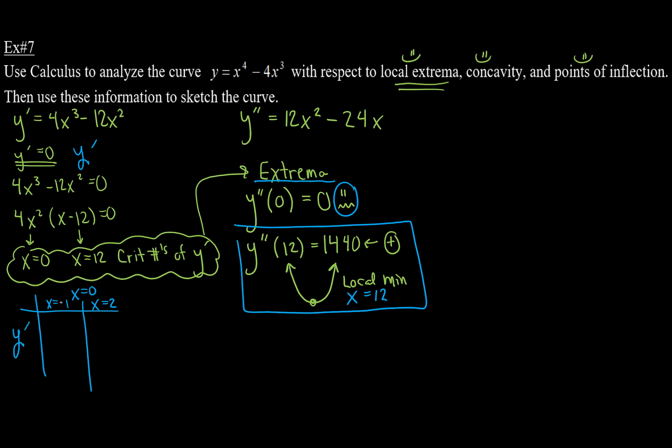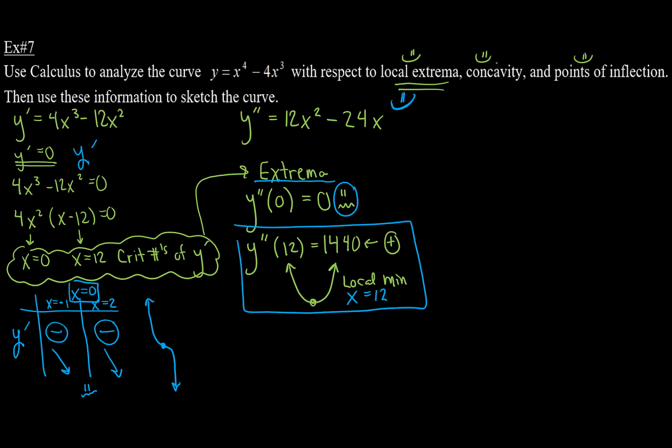And I'm going to plug that into the first derivative. So if I plug -1 into the first derivative, I'm going to end up with -4 minus 12, and that's going to give me a negative number. So that means it's decreasing. When I plug in 2 into my y prime, 4 times 2 cubed minus 12 times 2 squared, that's going to give me a negative 16. So I can see that this is going to be a leveling off point. It'll look like this at x equals 0. So no extrema.